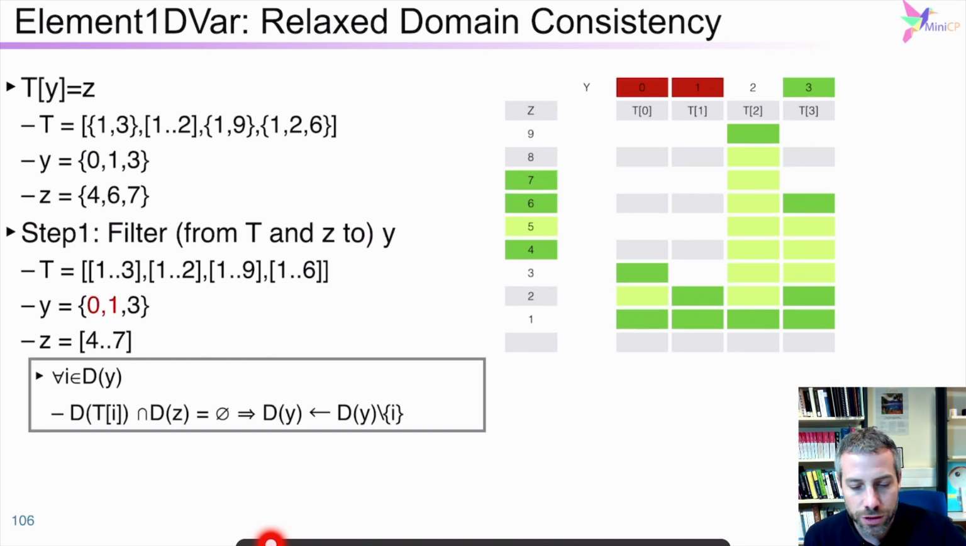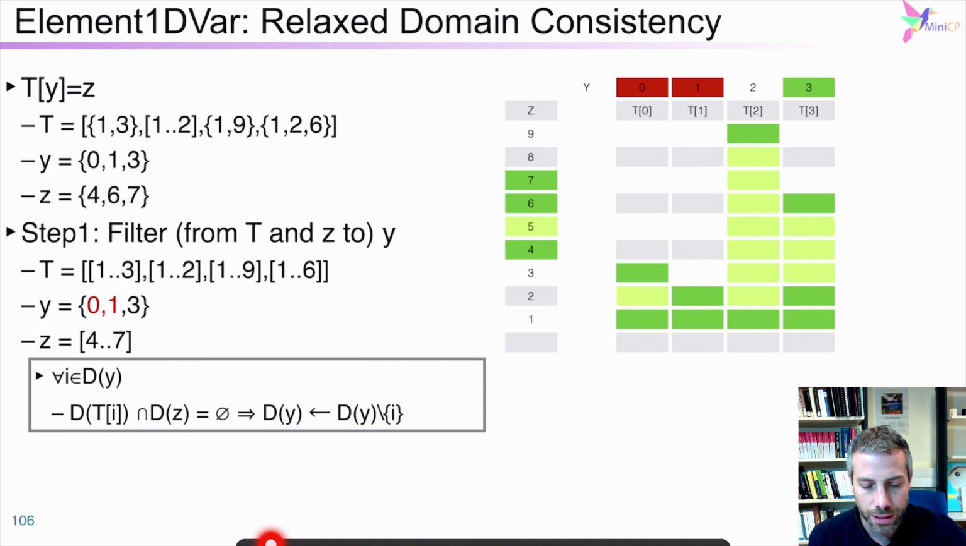The first direction of the filtering is that I will filter from T and z in the direction of y. The goal is to prune the domain of the variable y and remove the values that are possibly not part of the solution. And that's my filtering rule. I will intersect the domain of z and the domain of the corresponding entry T of i. If I see that the intersection is empty, I can remove the value i from the domain of y.